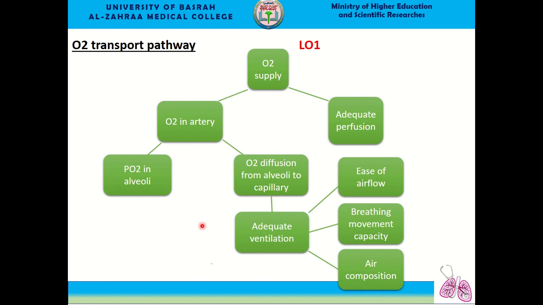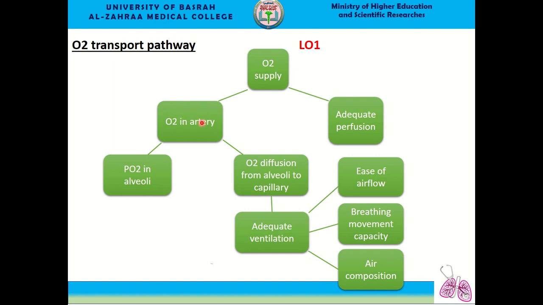So in order to ensure that there is a good oxygen transport, we have to follow the oxygen transport pathway. First of all, we have oxygen supply. Oxygen supply to the tissue, of course, depends on the presence of oxygen in the artery. There should be adequate oxygen in the artery.